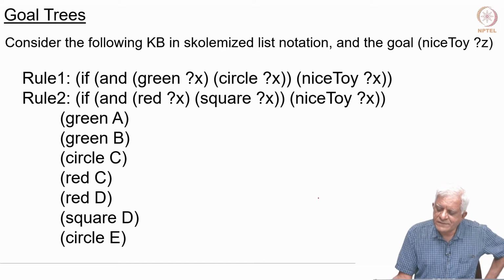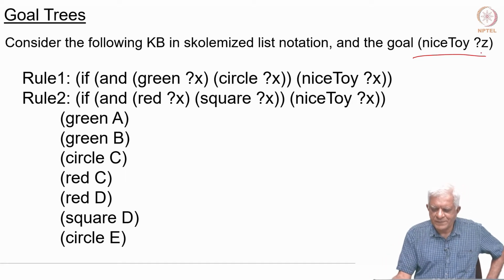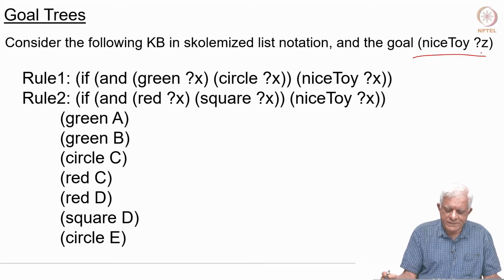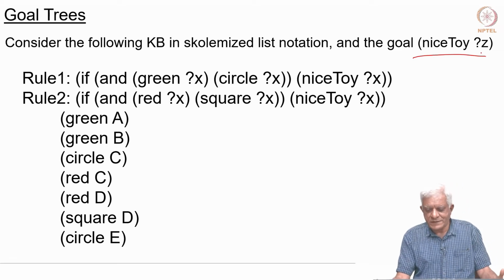So, let us illustrate this with a small toy example, which is talking about toys, and in particular, it is talking about categorizing toys as nice toys. Some rules which we have got from somewhere, and we have two rules. The first rule says if x is green and if x is circular, then it is a nice toy. The second rule says if x is red and x is a square, then it is a nice toy. So, green and circle, red and square.